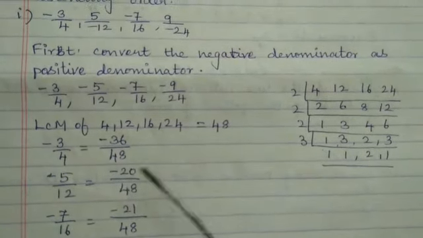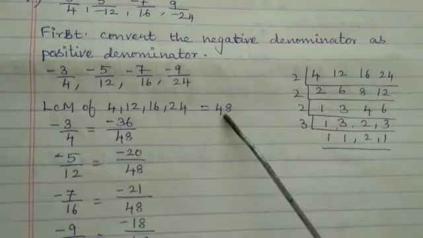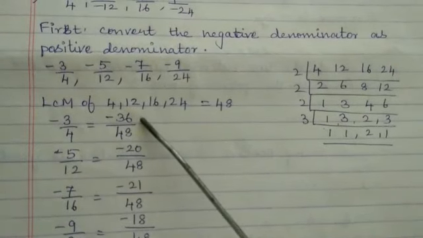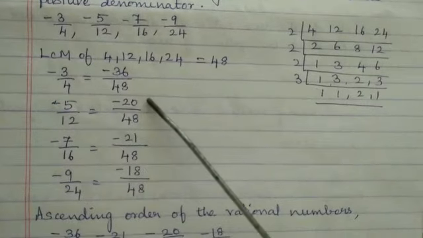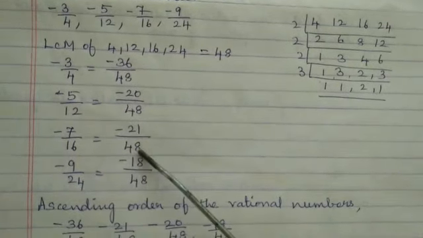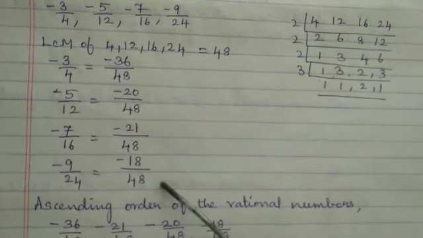The next step is converting each given rational number into denominator 48. That is, minus 3 by 4 is equal to minus 36 by 48. Minus 5 by 12 is equal to minus 20 by 48. Minus 7 by 16 is equal to minus 21 by 48. Minus 9 by 24 is equal to minus 18 by 48.